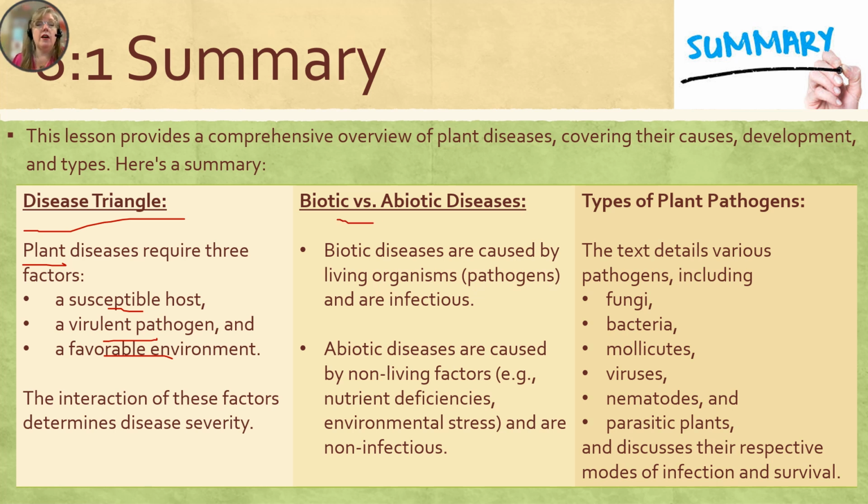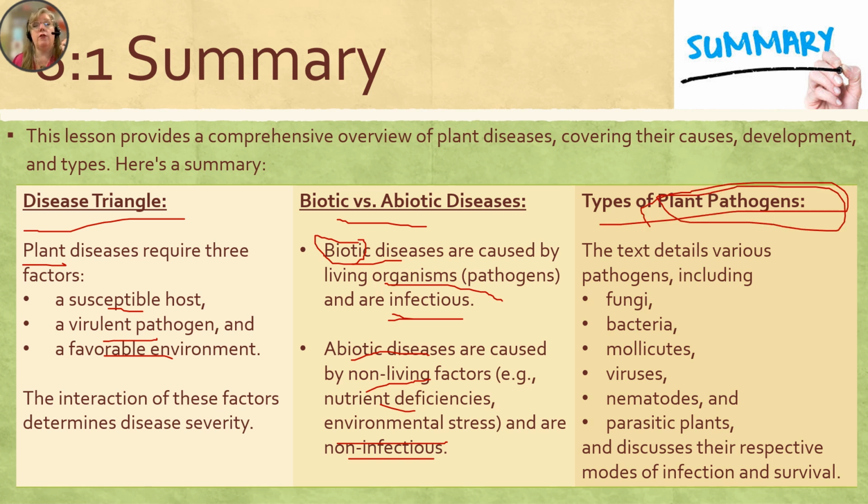All right, and then we talked about biotic versus abiotic diseases. Biotic is what we talked about, most of them, caused by living organisms or pathogens, and they are infectious, meaning they can go from one plant to the next. The abiotic diseases are caused by non-living factors like nutrient deficiencies or environmental stress, and they are not infectious. You're not going to automatically transfer one to the other just because this plant didn't get enough water. Doesn't mean it's going to make the other plant sick. But the biotic types, these are the ones that do transfer, and they use the pathogens to transfer from one to the other.